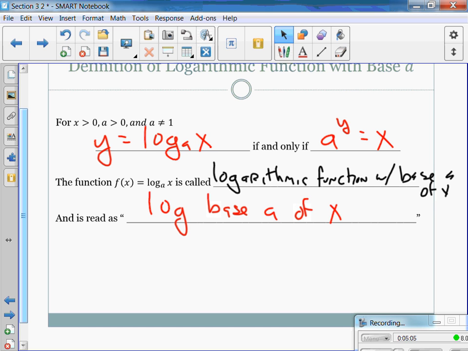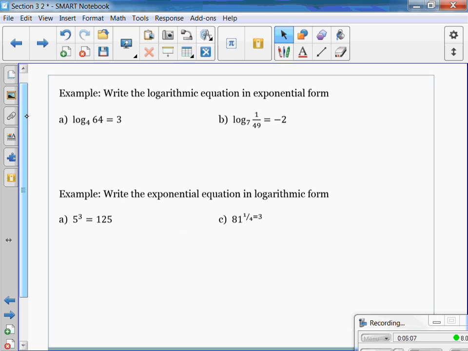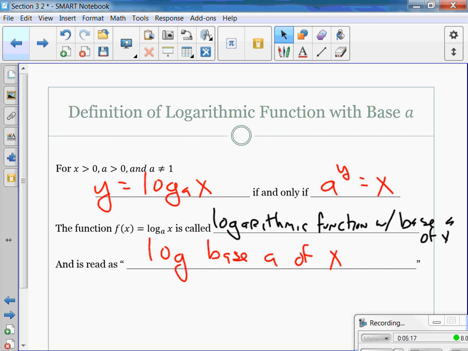here we want to write the log equation in exponential form. Log base 4 of 64 equaling 3. So again, we have that log base a of x, and we want to write it with the x equals a to the y. My base of my exponential is the same as my base of my log. And then we just go across the equality sign, giving you a to the y, and then back through the equality to give me that x.